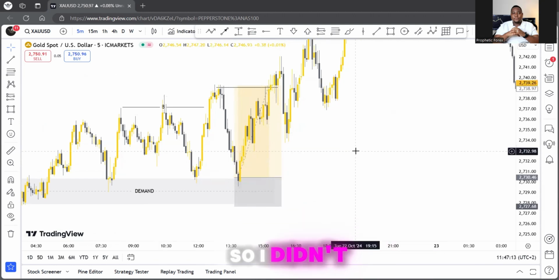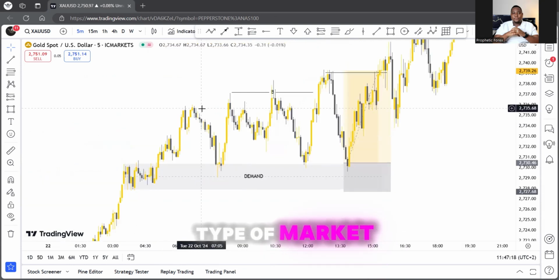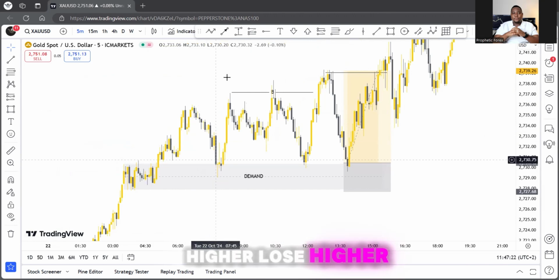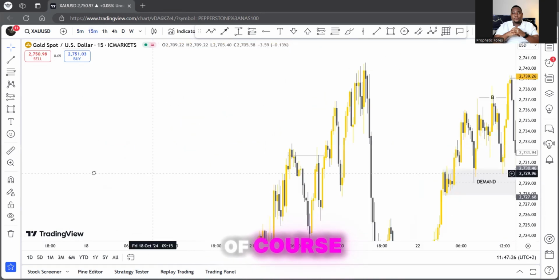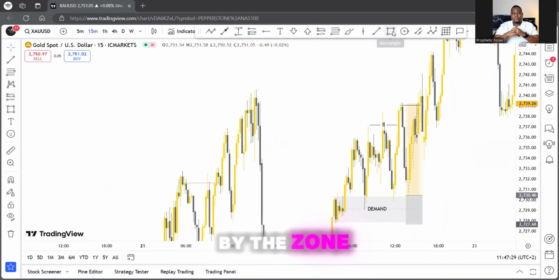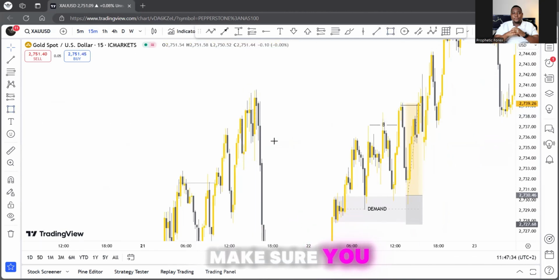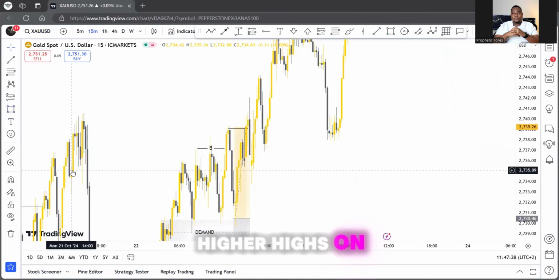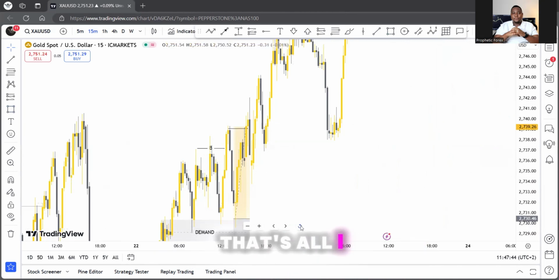Okay. So I didn't want to waste my time. So therefore, I know when I start seeing this type of market here, yes, from this perspective on your chart, it just looks like higher highs, higher lows, higher highs. But from the M15, it looks like, of course, it was about to be resisted by this zone over here. So that's what you can take from this, guys. Make sure you trade with the trend. Look at higher lows, higher lows, and higher highs. When the market has broken higher highs, wait for it to pull back. Understand structure. Speak to yourself. That's what I can advise you from this.